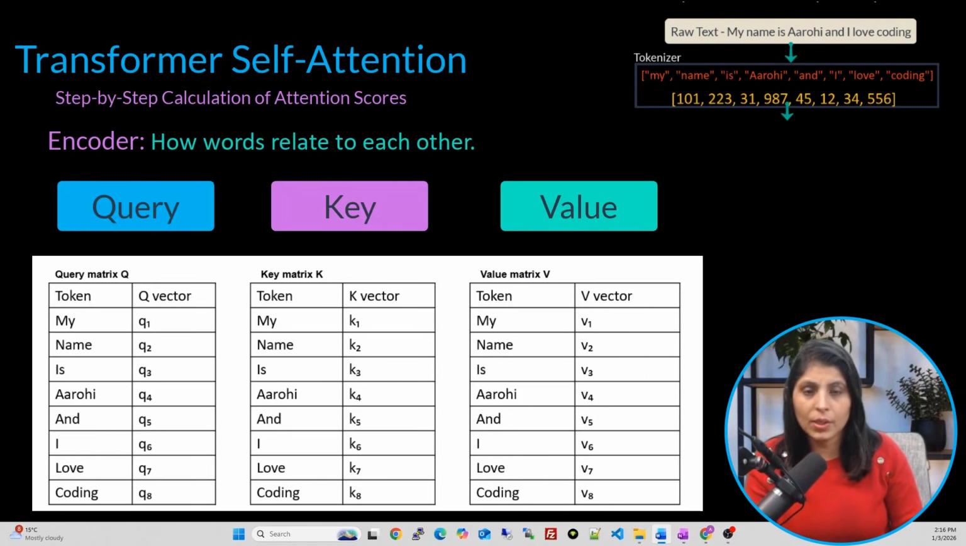So far, we have calculated query, key and value for all the tokens, right? But still, your encoder does not know which words are important. So now the next task is attention. Today, we are going to start with the actual attention calculation. With the help of attention calculation, your model will know which words are important. So let's see step by step how to do that.